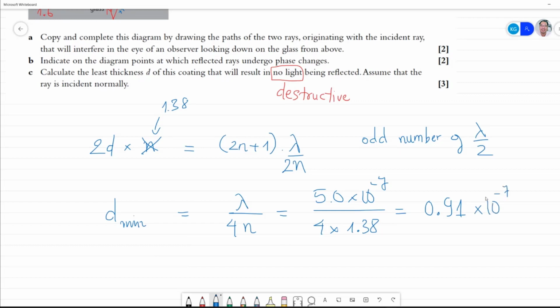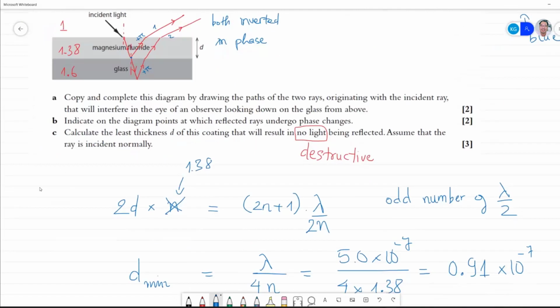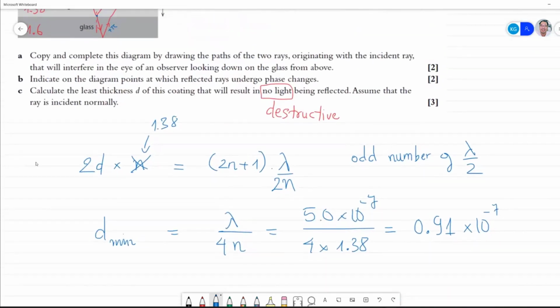That is so small. Can we make that extremely thin layer of coating? So thin, right? Yeah.